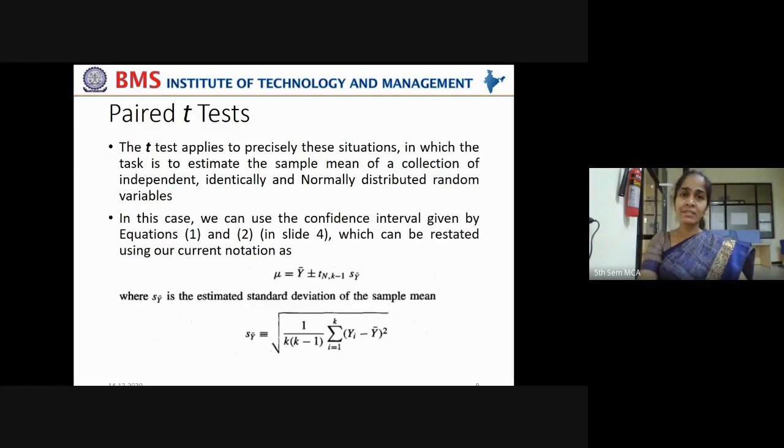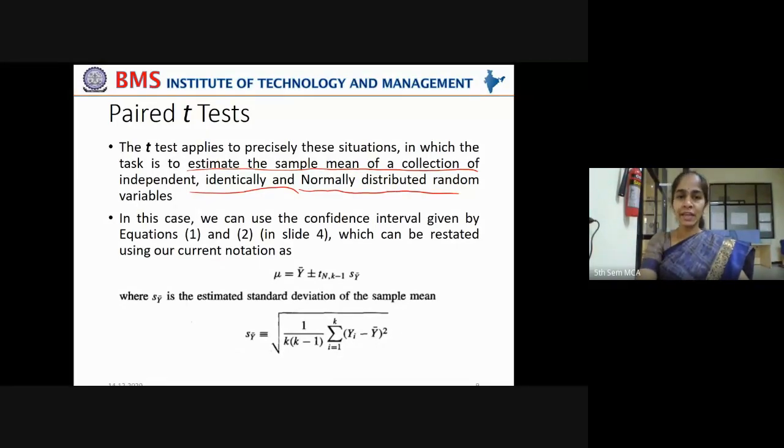In the previous case, we have the same sample being tested with both learning algorithms. We can easily do that because we know the mean as well as the standard deviation. But when the standard deviation of a distribution is not given, then you can go for paired t-tests. So the t-test applies to precisely this kind of situation, in which the task is to estimate the sample mean of a collection of independent, identically and normally distributed random variables.